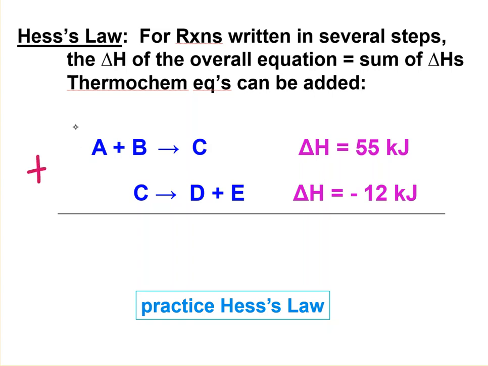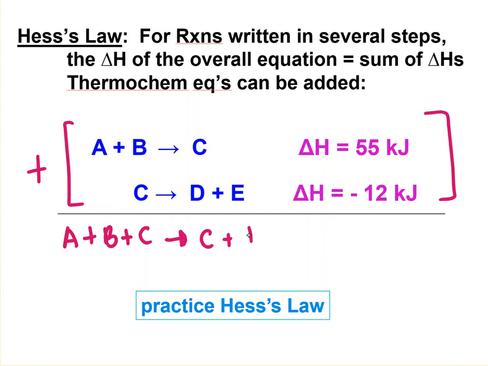So to add these two, anything that's a reactant here, those add. So I'll do this. And then all of these products. And then for the delta H, I will add those as well. And I'm going to mark that positive.